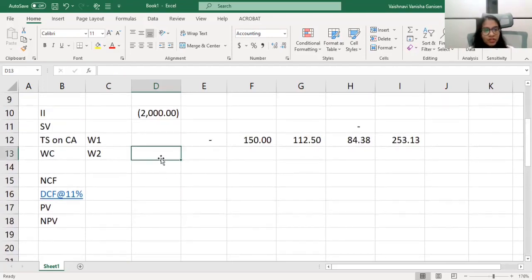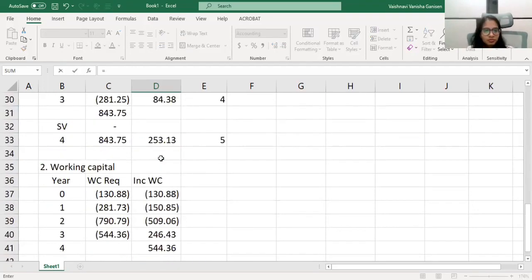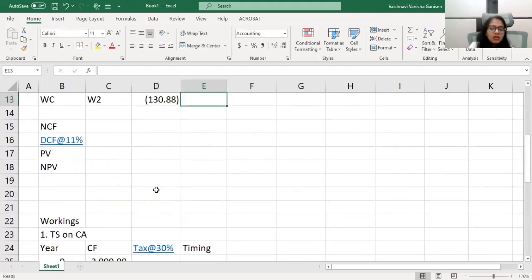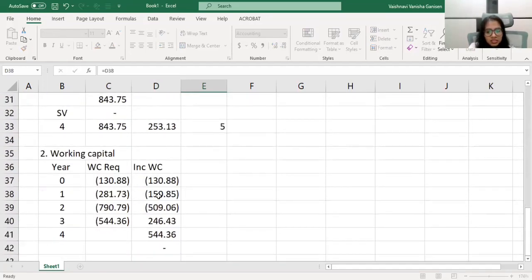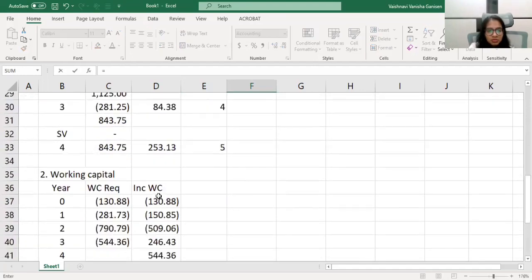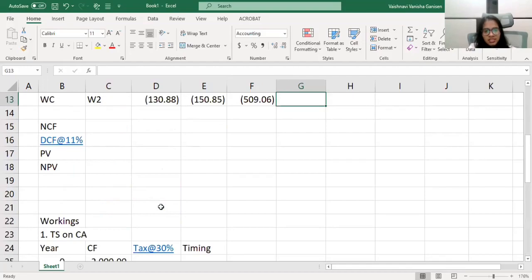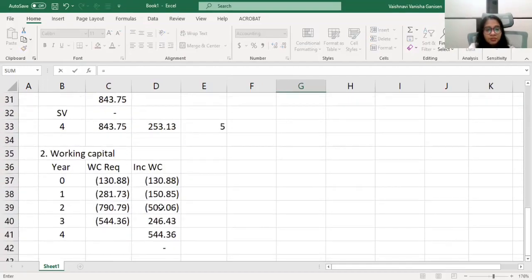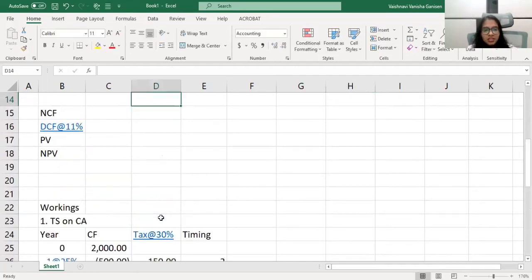Okay, I need to fill up my values. Please remember, working capital starts from year 0. So, equals to the incremental working capital, tab, equals to year 1 incremental working capital, tab, equals to year 2, tab, equals to year 3, and finally year 4.